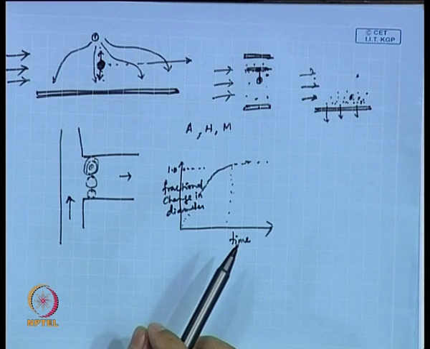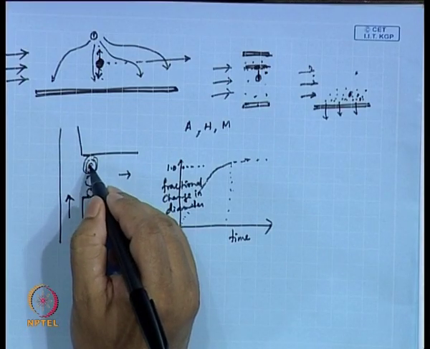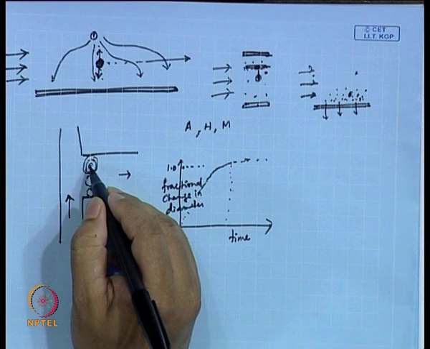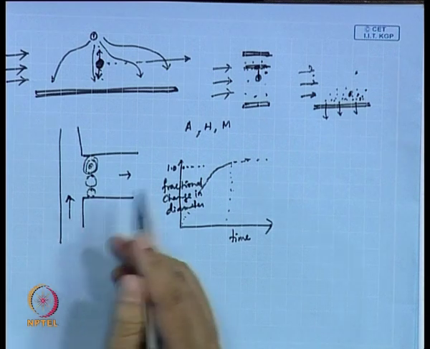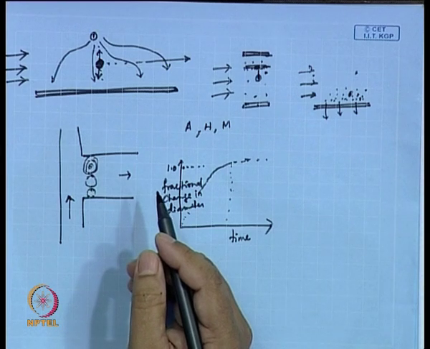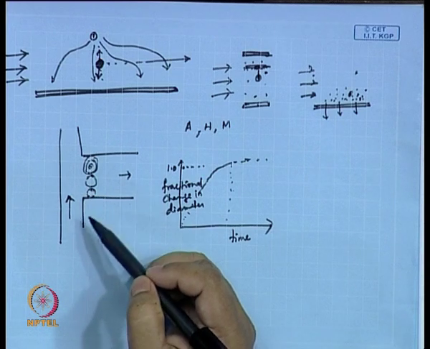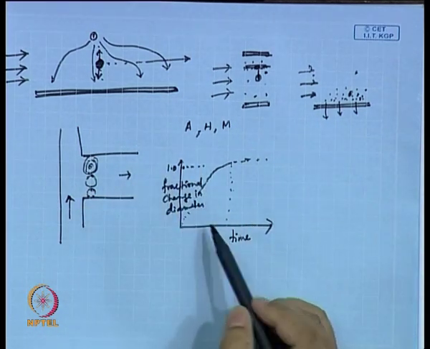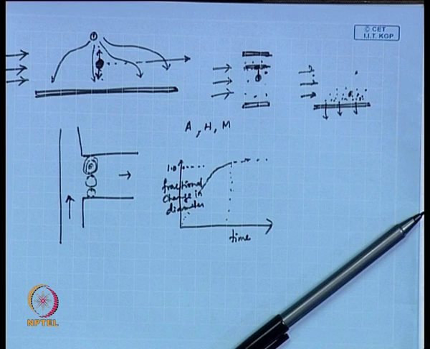And another important point is time response can be tailored by selecting the right number of posts and the thickness of the hydrogel layer. See, you have a choice of number of posts and what thickness of the hydrogel layer you want to pick up. Now, you should choose it such that it matches the response time, so that the valve gets closed within seconds. All right. You got my point. The number of posts that you have, the thickness of the gel layer, all these things are in your hand. So, you would be playing with them as well, and see the fractional change in diameter, and then you come up with the best design.